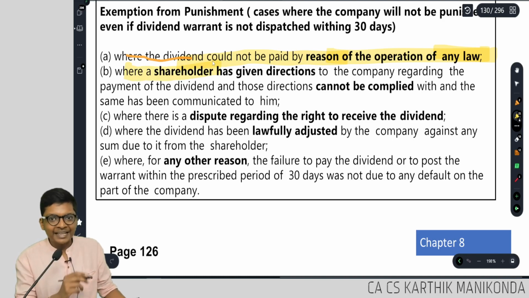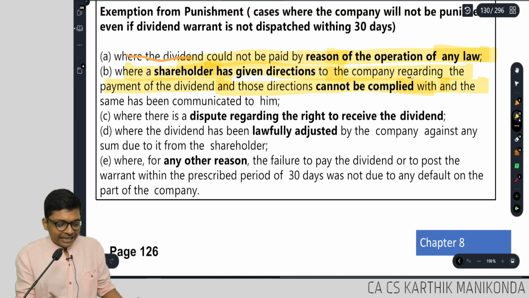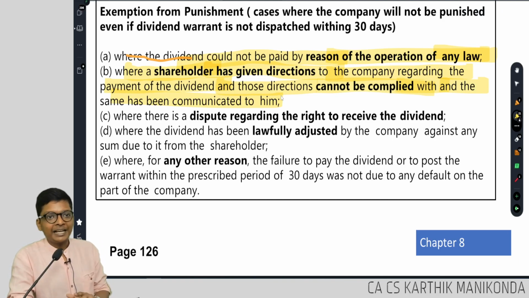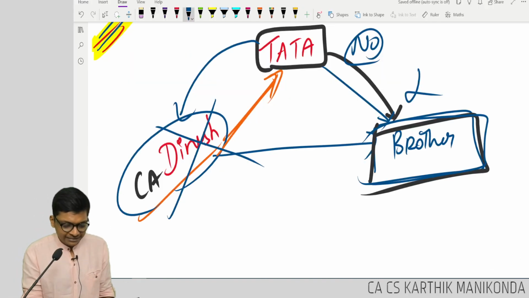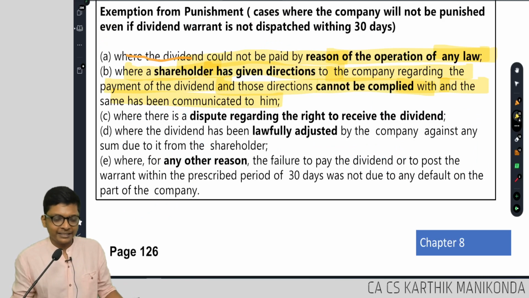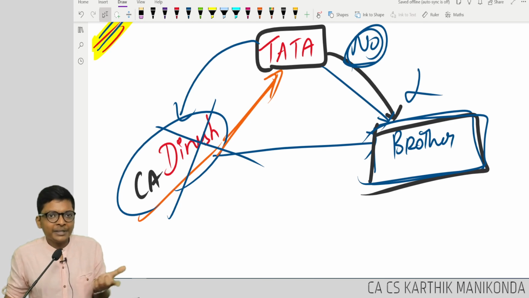So, second exception, look at this. Where a shareholder, Dinesh, has given directions to the company regarding the payment of dividend, and those directions cannot be complied with, and the same has been communicated to him. Company saying we can't comply, we can't pay, brother. Him means who? Dinesh, shareholder. If company says no, but if they don't communicate to shareholder, then company is liable. Are you following, guys? Next story. See, I didn't tell the answer. I'm just giving you example. You are telling me the answer.